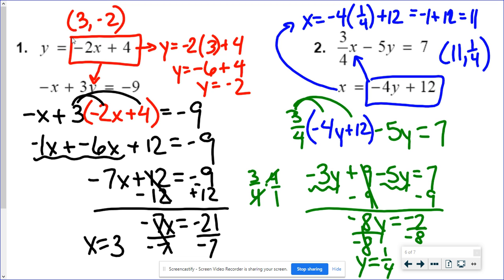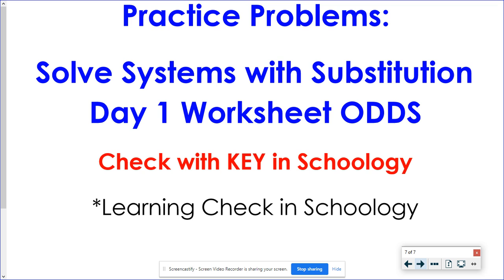I kept one in there that had a fraction because that's going to happen today. Oh, maybe not today, actually, on the next assignment, I think. So today, we've got a worksheet about solving systems with substitution. I just want you to do the odds. The entire worksheet is a little bit too long. The entire answer key is in Schoology, so feel free to do extra problems if you want to practice more, but there'll be a learning tech for you in Schoology as well. Let me know if you need any help.